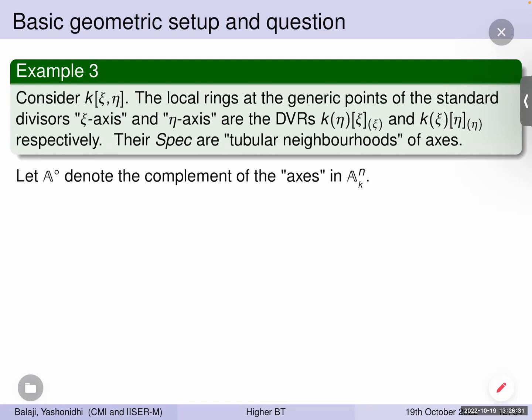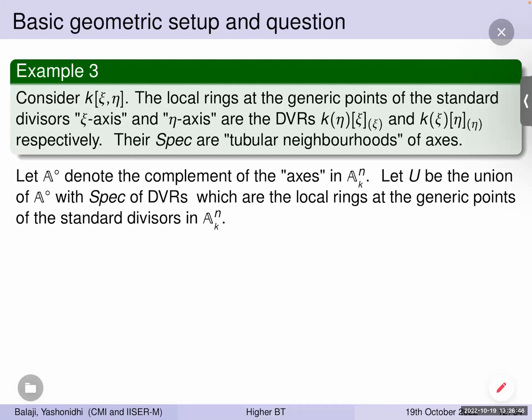Let A0 denote the complement of the axes in the affine space A^n_k. Let U be the union of A0 with the specs of DVRs, which are the local rings at the generic points of the standard divisors in A^n_k. Thus, the closed subscheme, which is the complement of U, has codimension 2 in A^n_k.